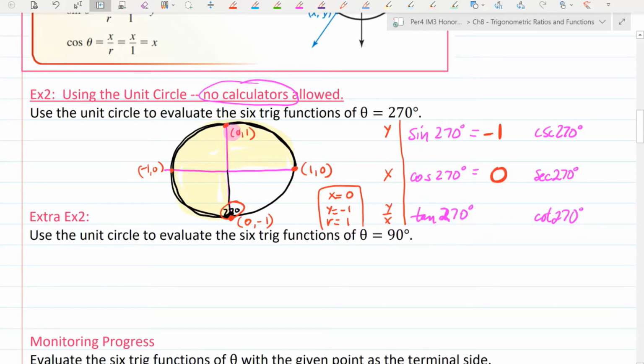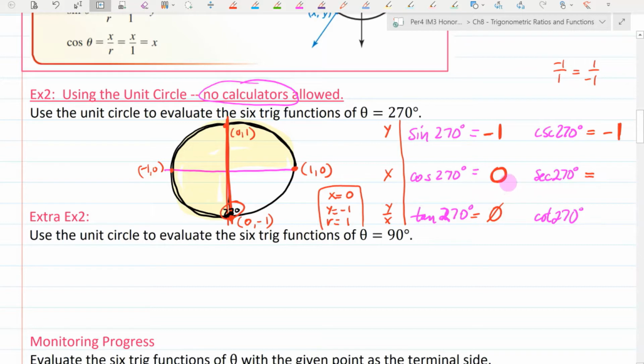Tangent is the slope. So if you have a slope of a line that's vertical, that's undefined. You can also say that it's y over x. And if it's y over x and you divide by 0, you can't divide by 0. Cosecant is a reciprocal of -1. So if you take -1 over 1 and you flip it over, then you have 1 over -1. It's still -1. They always have the same sign. Sine and cosecant will have the same sign. Cosine and secant will have the same sign.